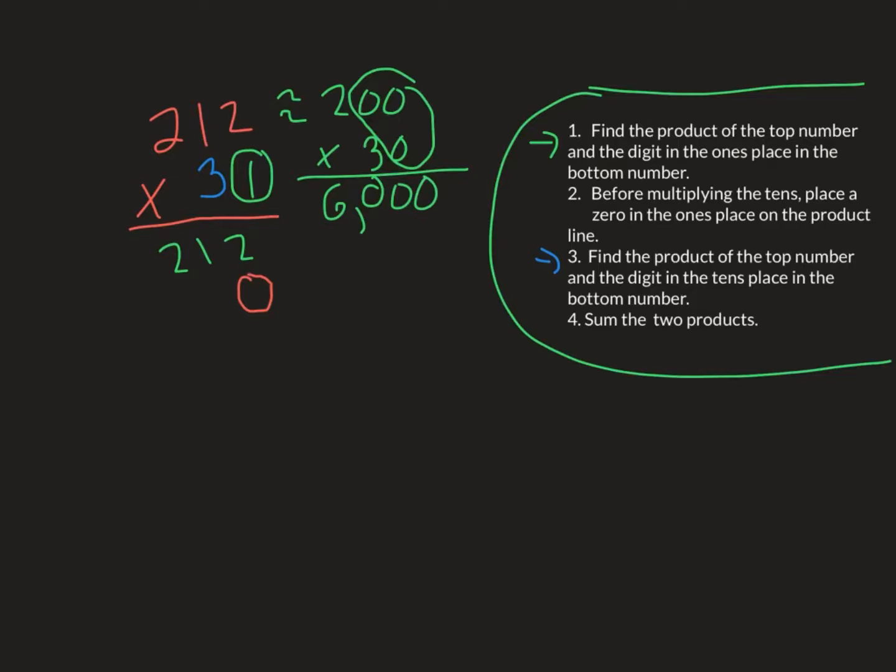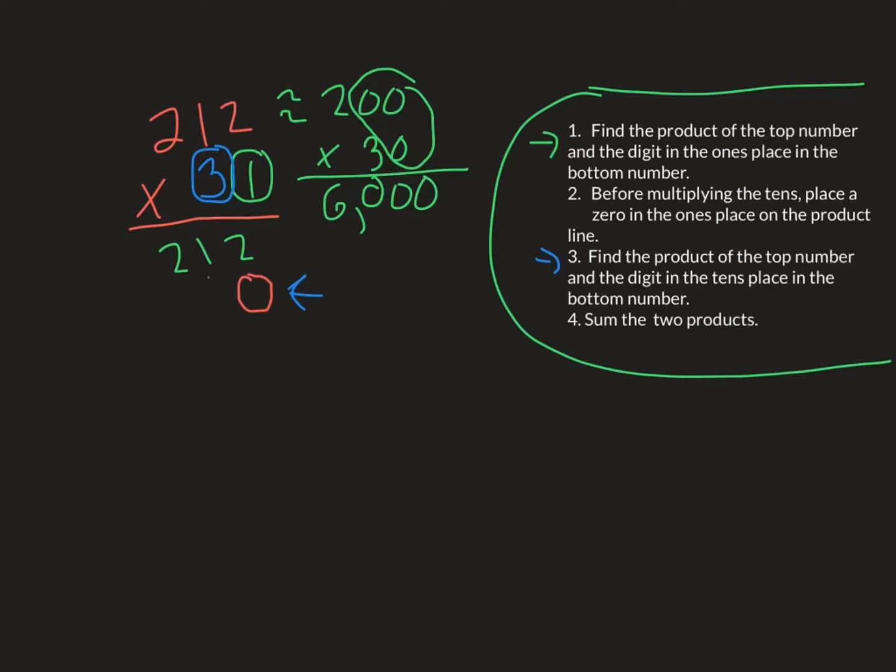I'm going to find the product of the top number, 212, and the digit in the tens place, which is 3. However, that 3 really has a value of 30. So what I want to know is 212 times 30. And this 0 here is what will let me say 212 times 3, but really get the value of 212 times 30.